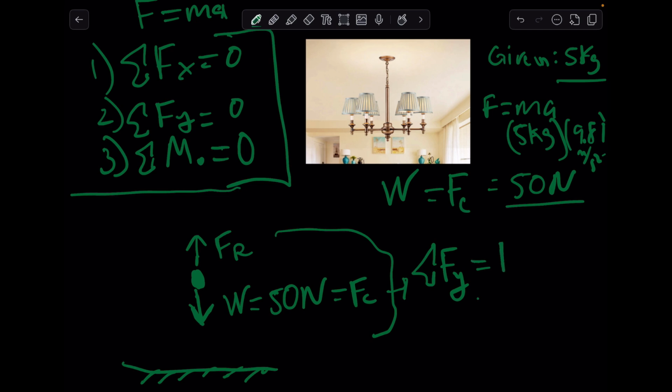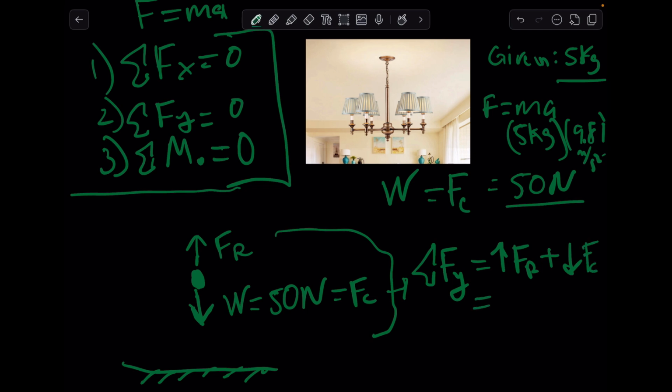FR going up. FR. And then we have to add our forces from the chandelier, which is going down due to gravity, right? Down, FC.